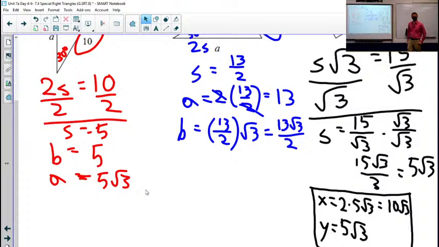So again, that's one of the more complicated problems where you may need to set up and show some work.